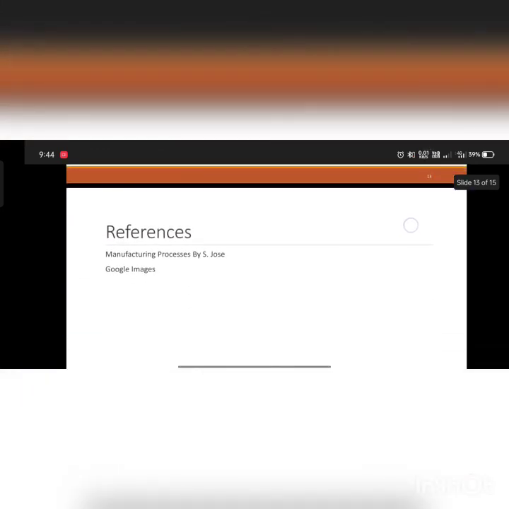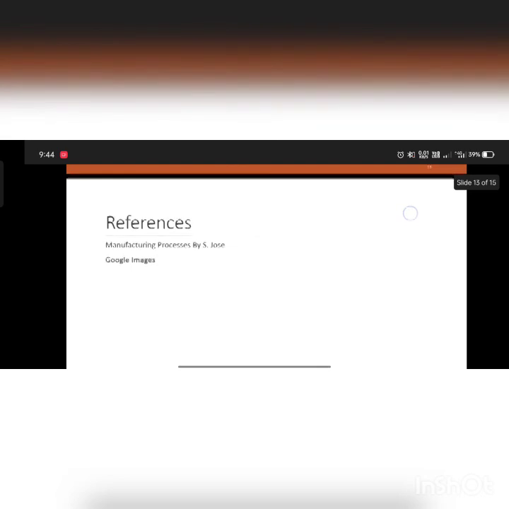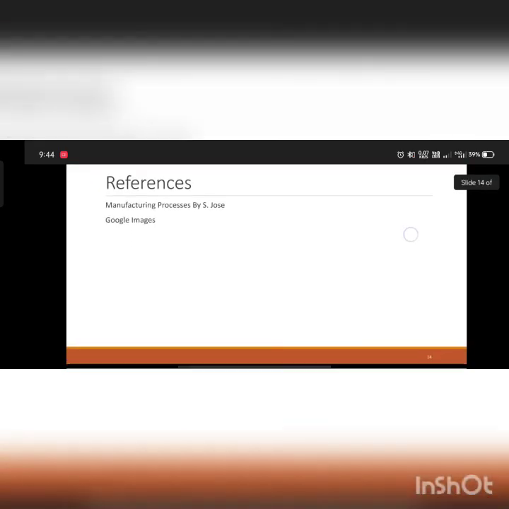Acknowledgement: we have referred to the textbook Manufacturing Process by the author S. Jose, and the images used in this PPT are from Google. Thank you.